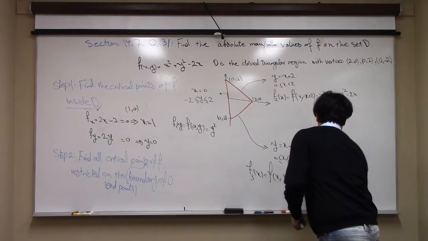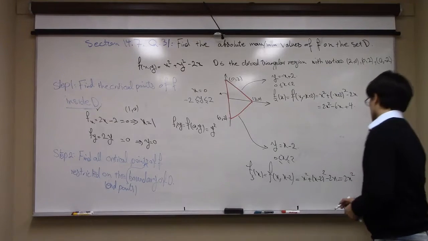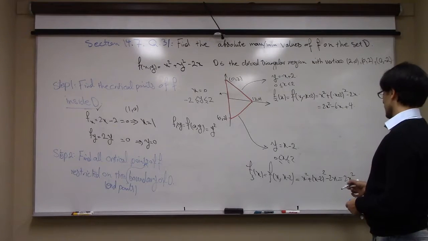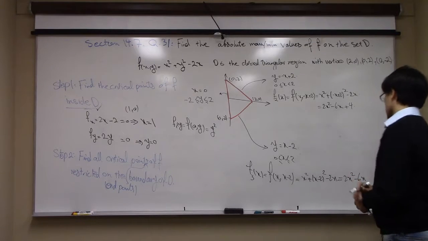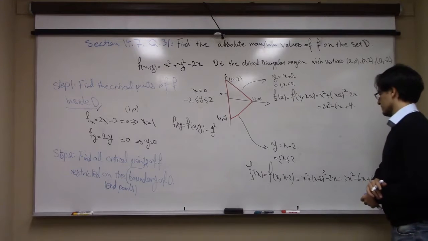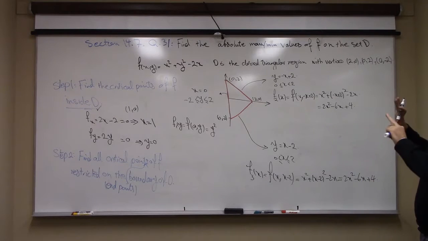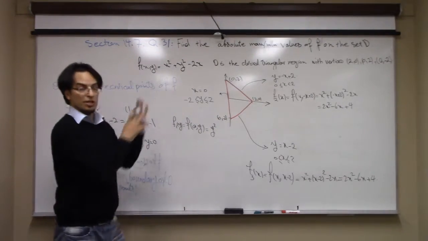And again, simplify that, then this is 2x squared minus 4x minus 2x, so minus 6x, plus 4. So now I have the equation for the restriction of my function on each piece.